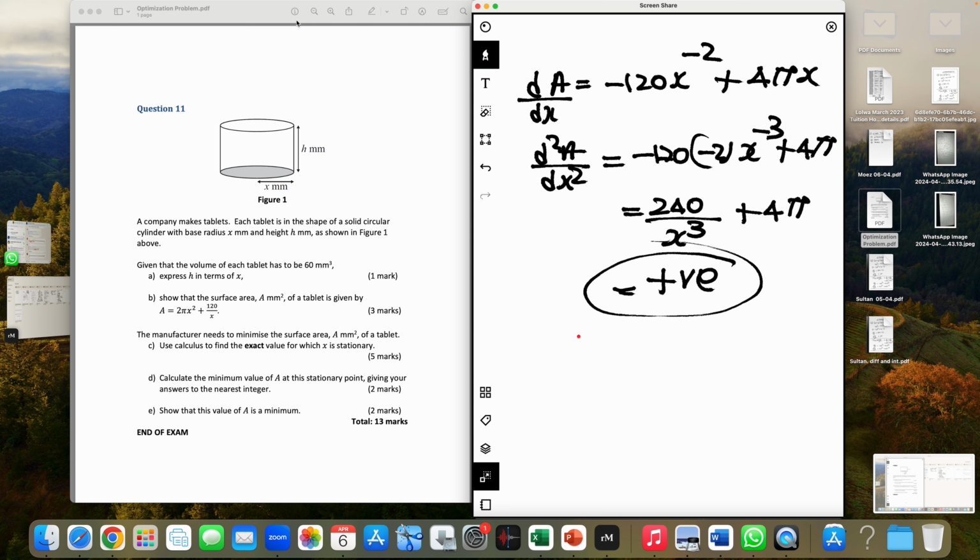So d squared A by dx squared is positive. If the second derivative is positive, where dA by dx is equal to 0, the x coordinate of that point is a minimum. So this value of A is minimum because d squared A by dx squared is positive. I once again repeat.